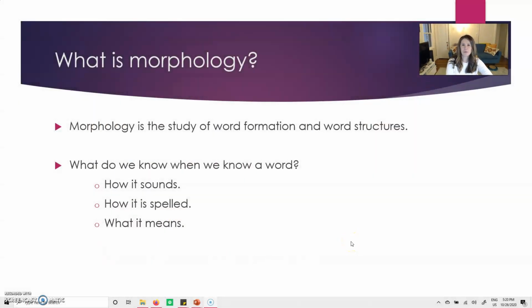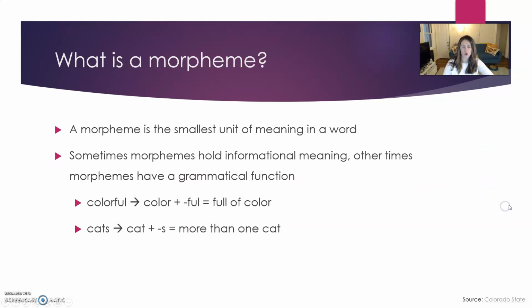Morphology, as you might remember from the very beginning of the course, is one of our core areas of linguistics. And morphology is the study of word formation and word structures. So when we say that we know a word, what we are really saying is that we know how it sounds, we know how it's spelled, and we know what it means. And this week, we're going to be looking at breaking down the different parts of a word into morphemes.